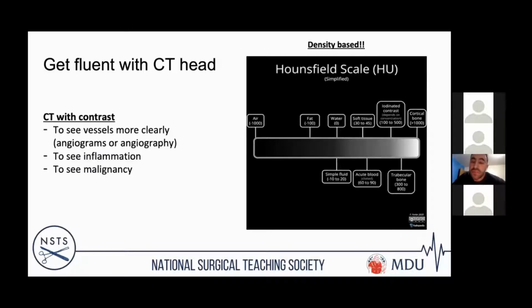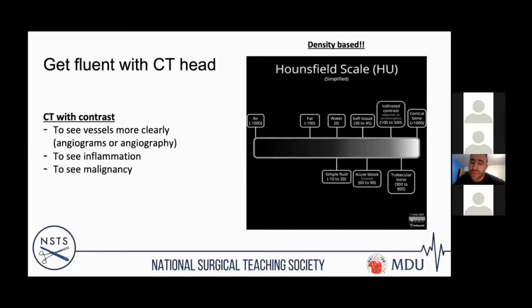And then the next principle to understand is when we request CTs with contrast, and these are principles that go across any surgical specialty, any specialty really, when you're requesting a CT. When do you give contrast? When do you give IV contrast? You give it in these three scenarios.